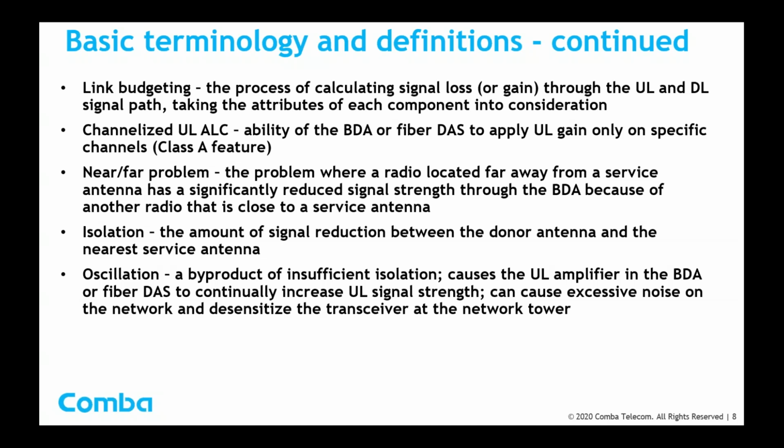Isolation, that's the amount of signal reduction between the donor antenna on the roof of the building where the ERRCS system is and the nearest service antenna inside that building. And oscillation, this is a byproduct of insufficient isolation, can cause some problems. And again, I've got a slide later that we'll go through this. Again, I want to remind everyone that this PowerPoint will be available as soon as we're done with today's installment.